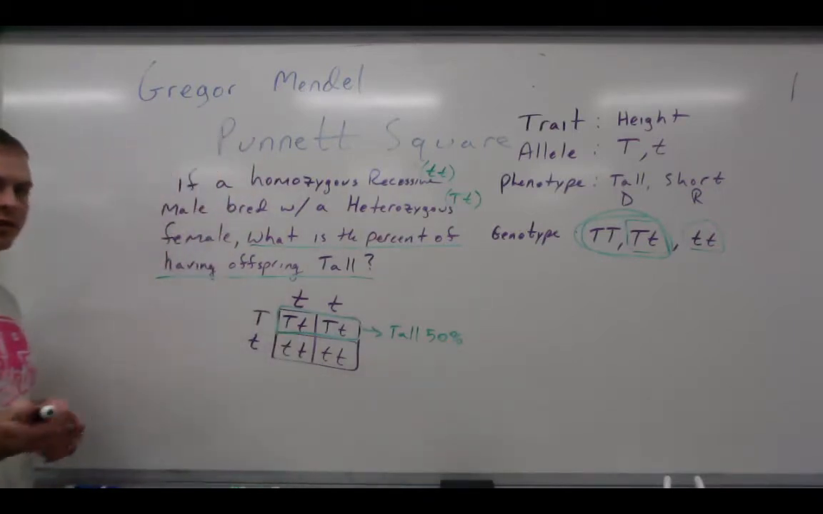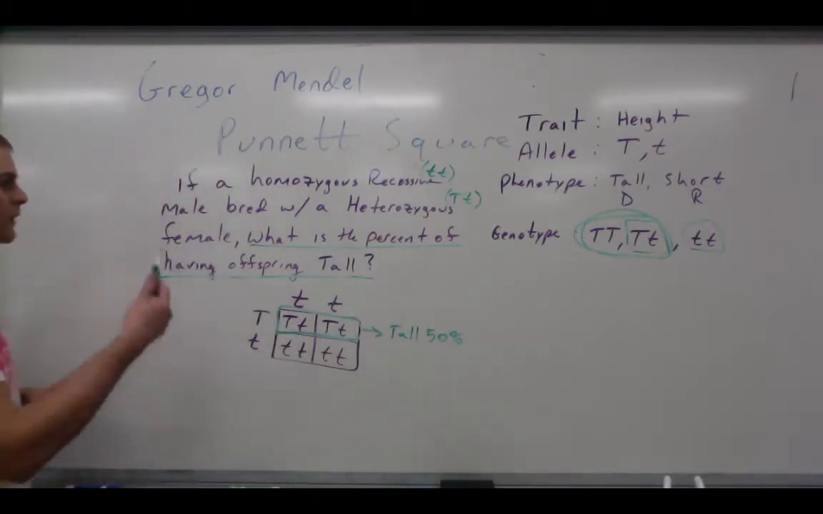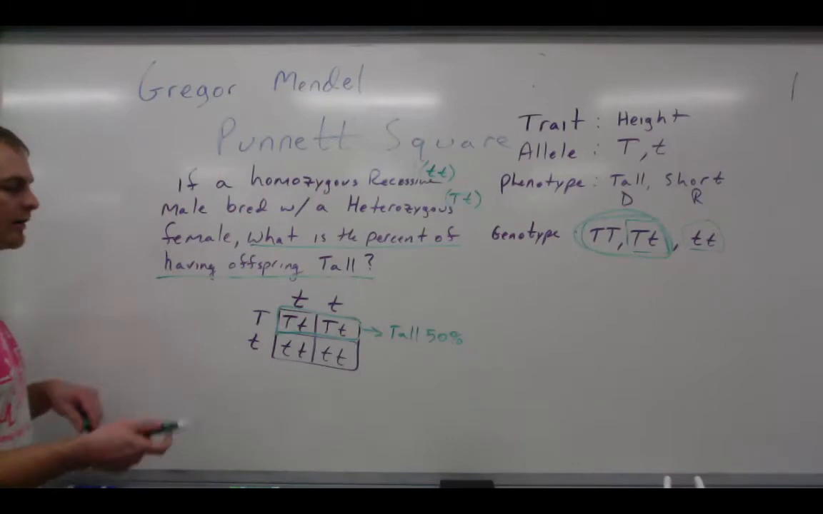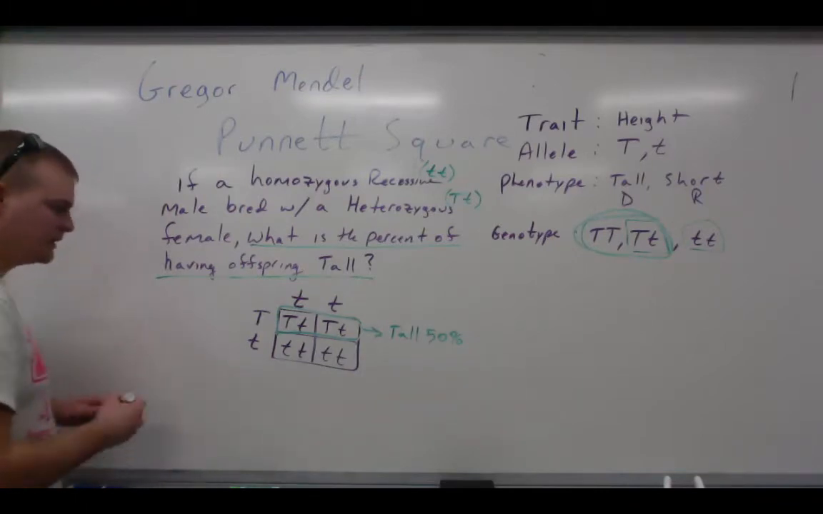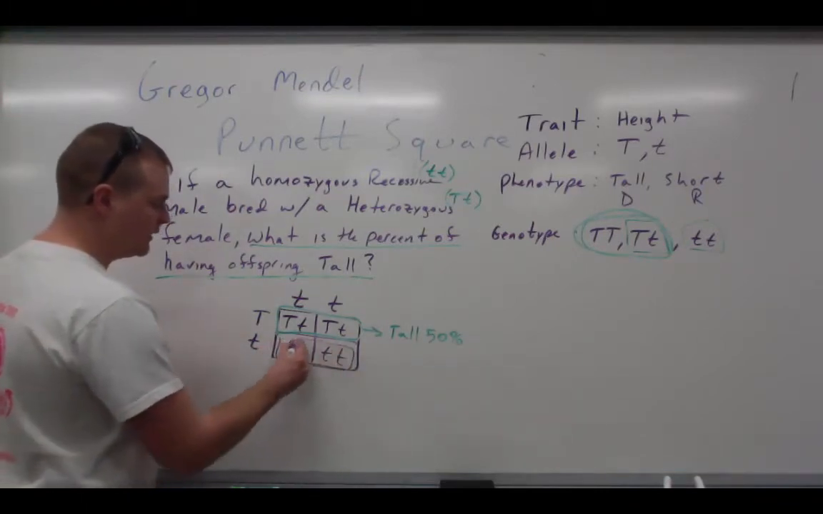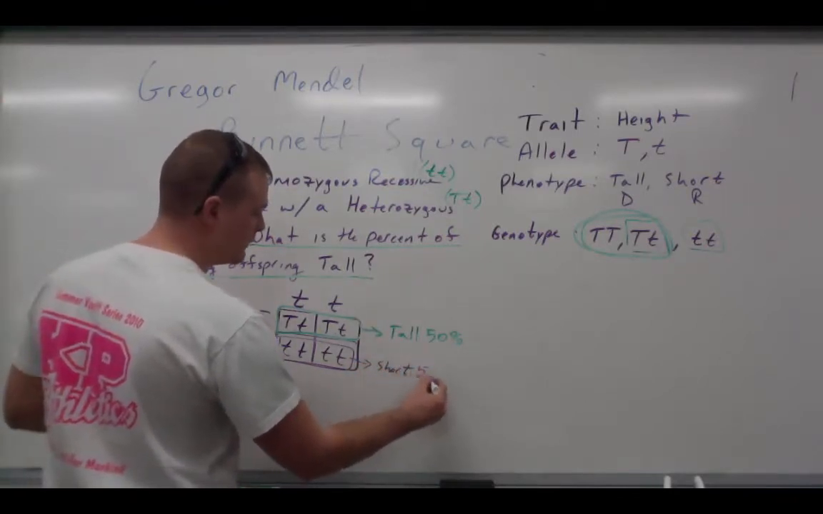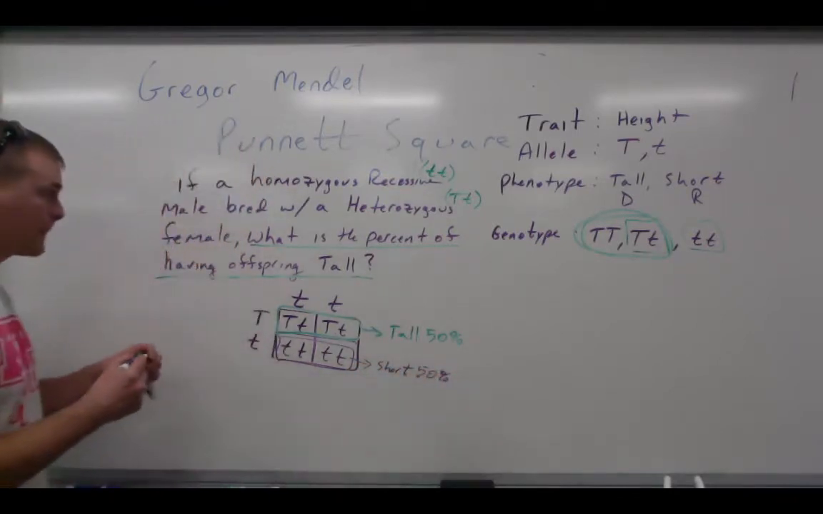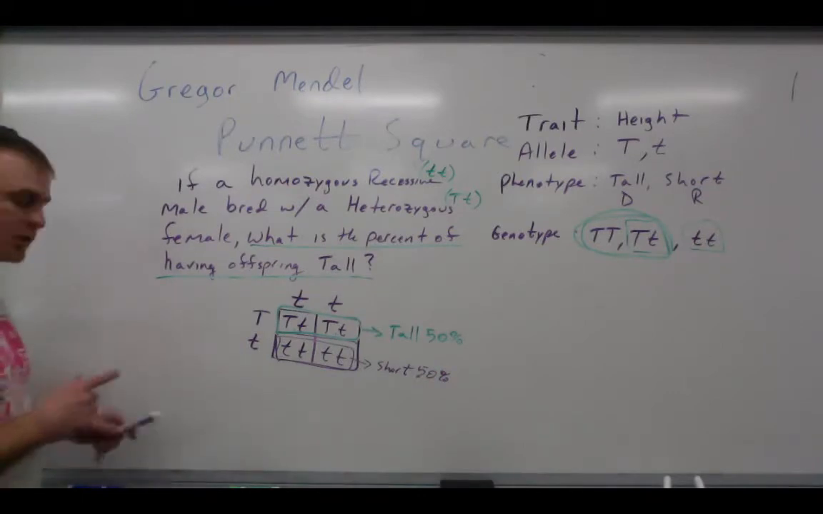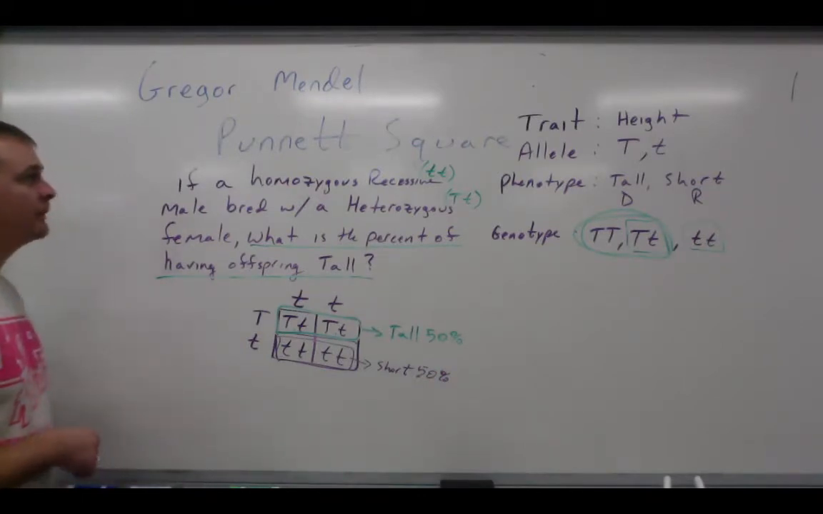And then I would ask the other question, so what's the percentage of having a short offspring? And you would see that at the bottom here, little t, that was short, that was 50%. Okay? So that was Punnett squares.